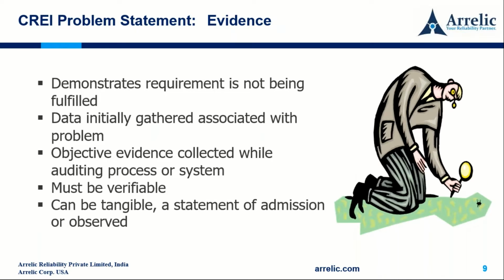And the evidence demonstrates the requirement is not being fulfilled. So there is evidence to show that your requirements are not being achieved. Data initially gathered associated with the problem. Objective evidence collected while auditing a process or system. It must be verifiable, can be tangible, a statement of admission, or observed.